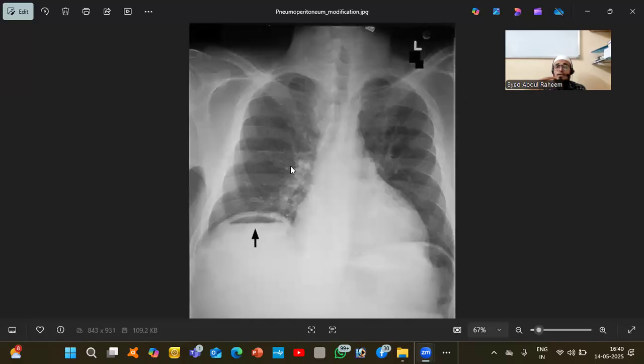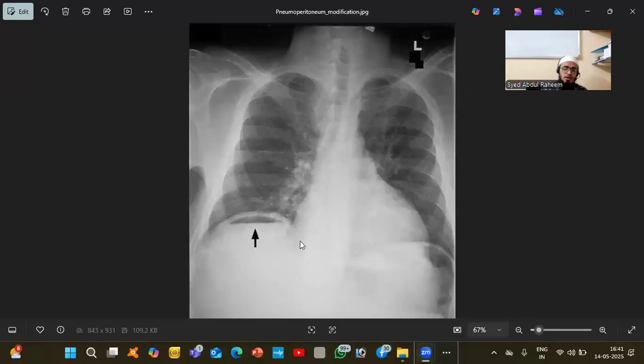Okay, then what happens? Air enters into the cavity and the cavity is filled with air. So to diagnose the particular problem, we have to advise an erect chest X-ray. And then the person will get pneumoperitoneum. In the peritoneum, the air will be seen.